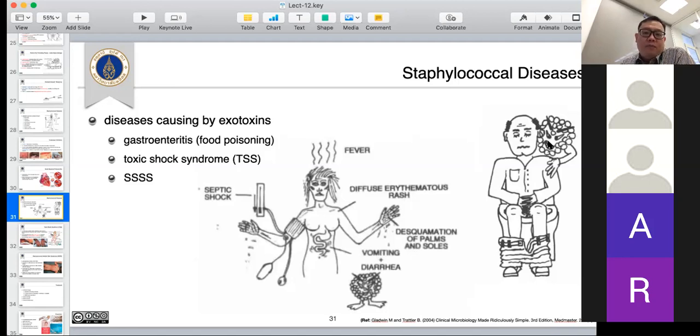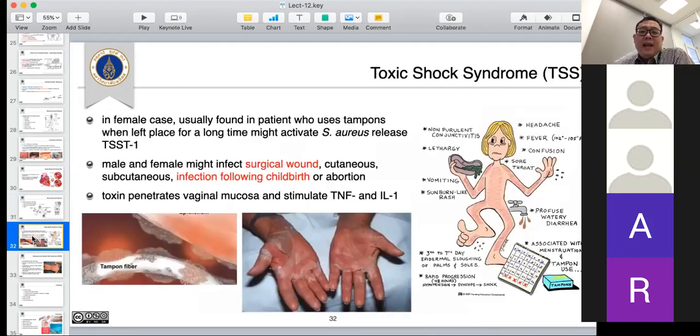Toxic shock syndrome can cause fever, rash, nausea, vomiting, or septic shock. Septic shock means you get infected in the blood circulation and develop shock. Toxic shock comes with long-time use of tampons. The tampon fiber lets bacteria bind to the fiber very easily. So don't use it for a long time.